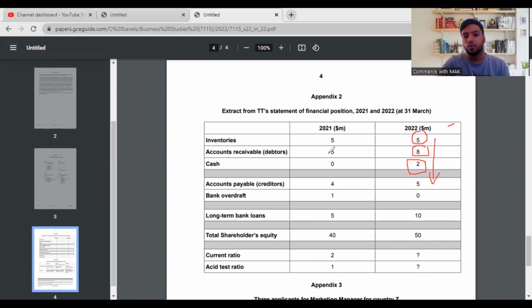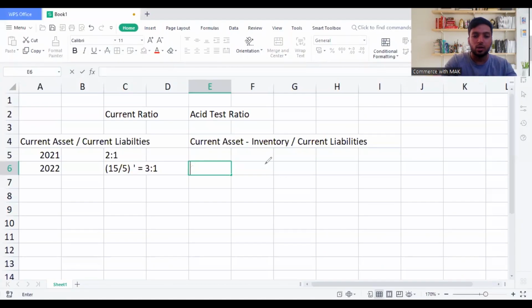So here they took only accounts receivable 5 and they divided it by this particular 5. That's the reason they got 1:1 under acid test ratio. So we are going to do 8 plus 2 because they have a cash reserve here. So it's going to be 10. 10 divided by 5, it's going to be 2. So I'm going to take current assets. How did I take current assets? It was 1:1.